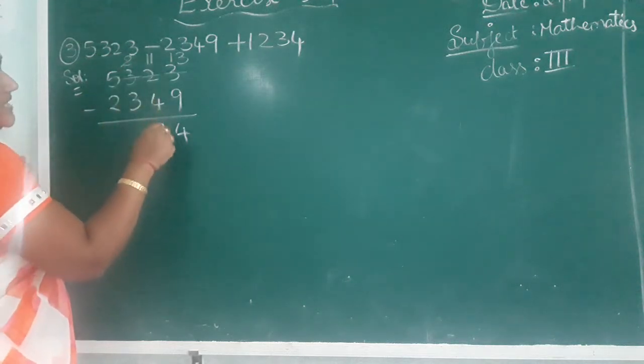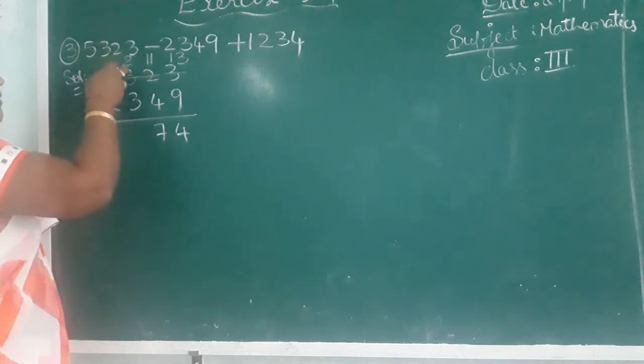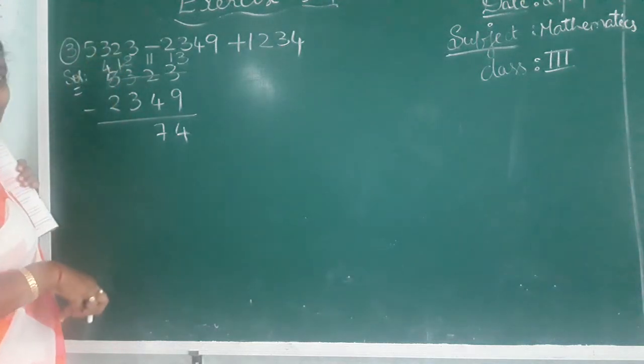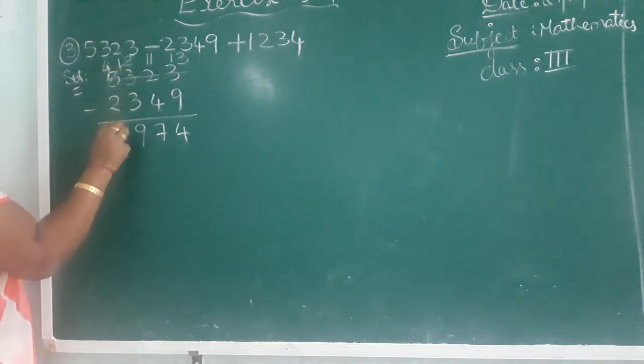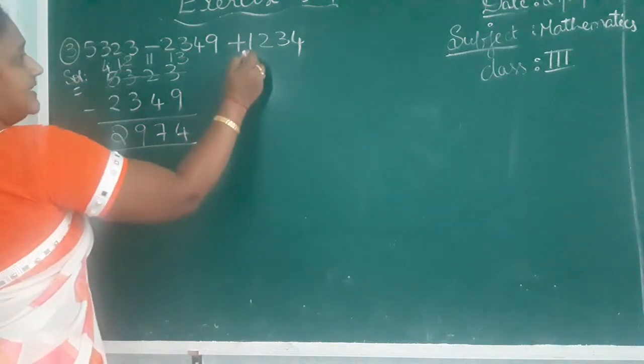11 minus 4, 7. 2 minus 3 not possible. So borrow from the number before. Now it is 4, 5 minus 1, 4. This number becomes 10 plus 2, 12. 12 minus 3, 9. 4 minus 2, 2. So 2974. See the next. After getting this one, you have to add this number further.